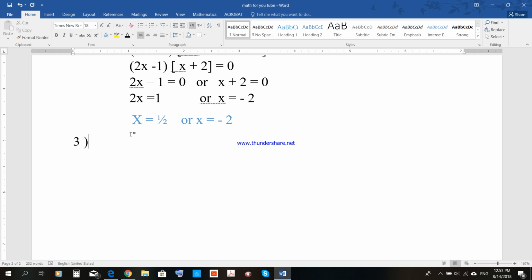Number 3, solve if we have 5x minus 3 quantity square minus 2x minus 5 quantity square equal to 0.